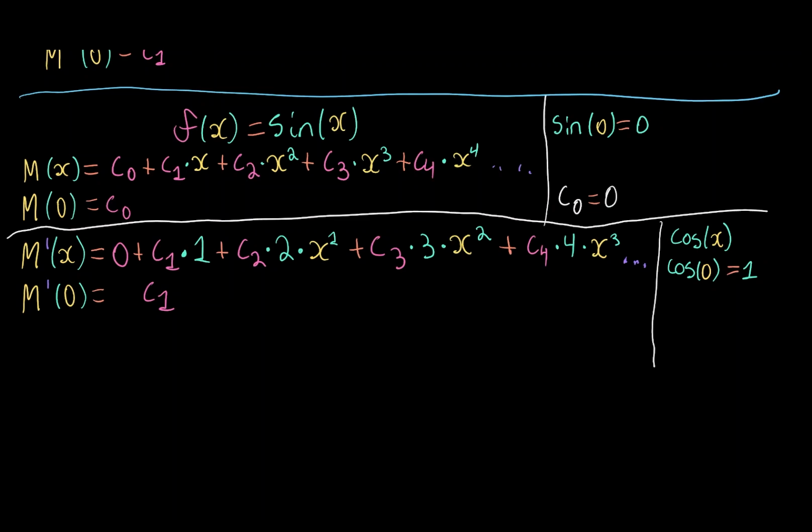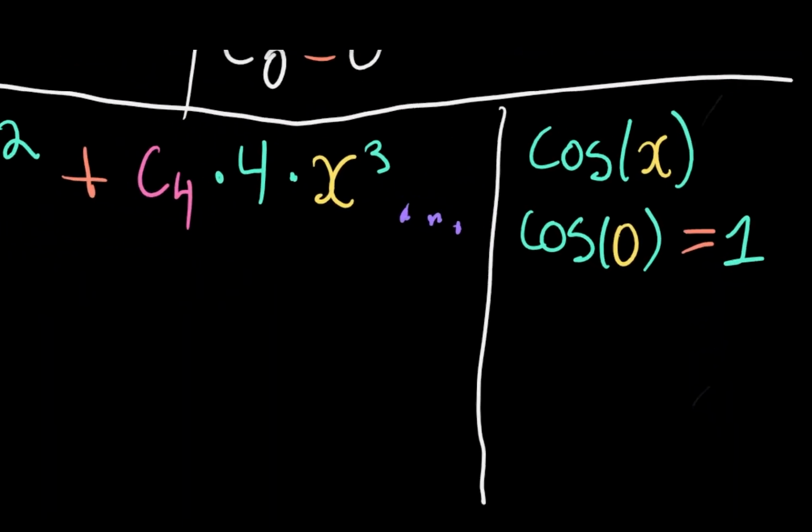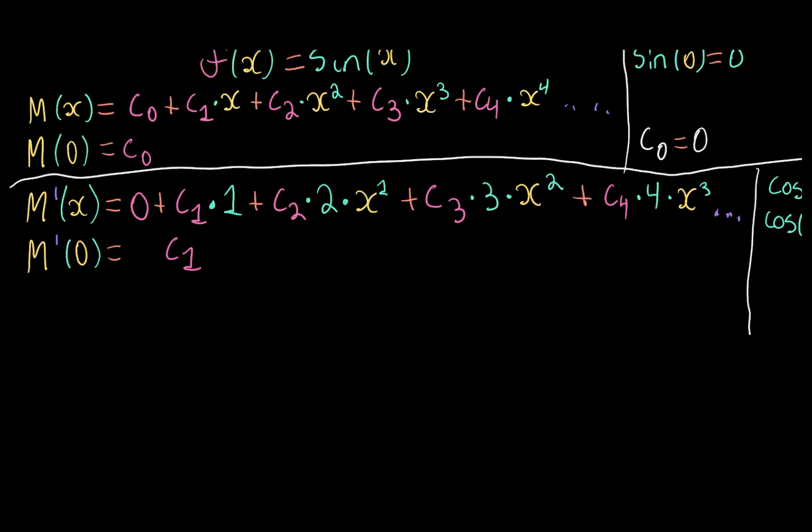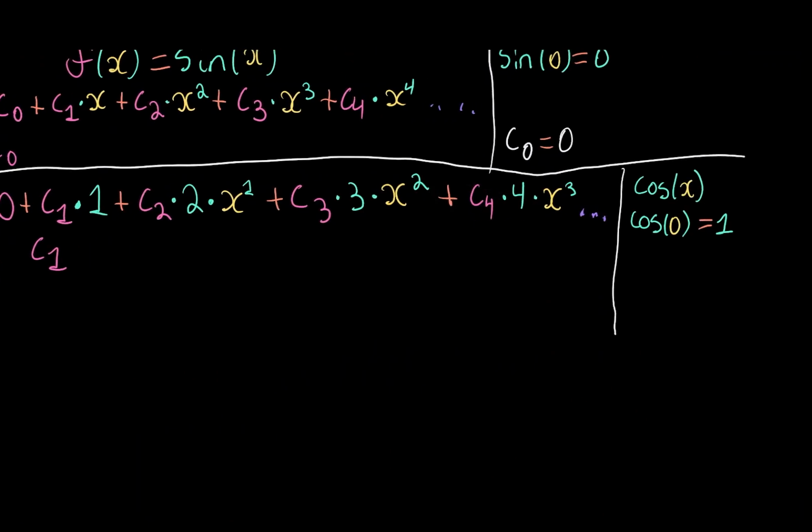Well, we want m prime of 0 to be equal to 1, right? Because of our identity, we're trying to match the identity like at summation. So that means C1 must be equal to 1 to preserve that identity that we set. So let's just write that right here. So C1 is equal to 1.